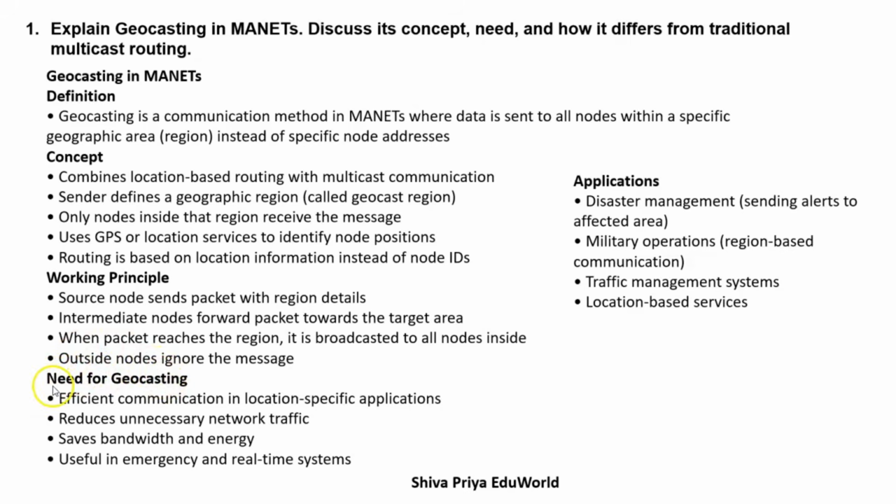Need for geocasting. What are all the needs for geocasting? Efficient communication in location-specific applications, and it reduces unnecessary network traffic, saves bandwidth and energy. It is useful in emergency and real-time systems. These are all the needs for geocasting. And what are all the applications of geocasting? Disaster management: sending alerts to the affected area. By sending alerts to the affected area, it will help manage disasters. And military operations, region-based communication, traffic management systems and location-based services. These are all the applications of geocasting in MANETs, that is mobile ad hoc networks.